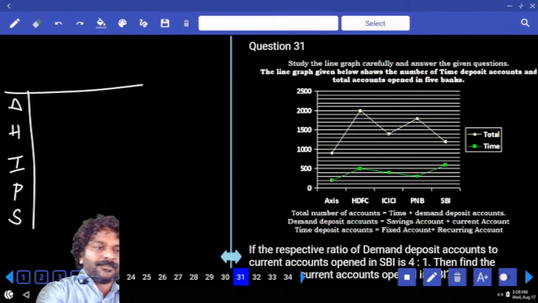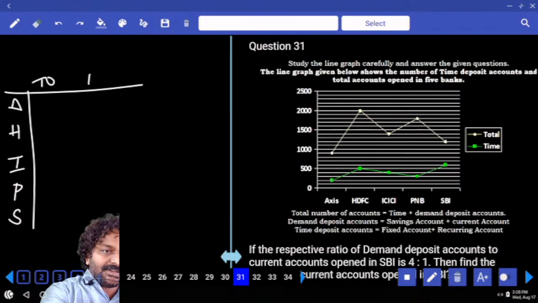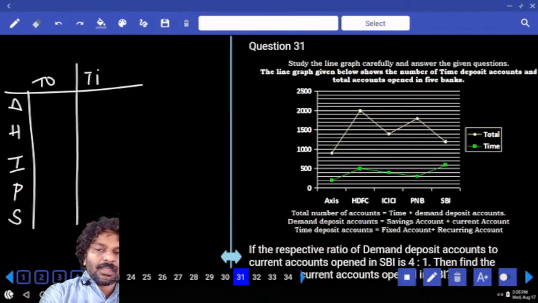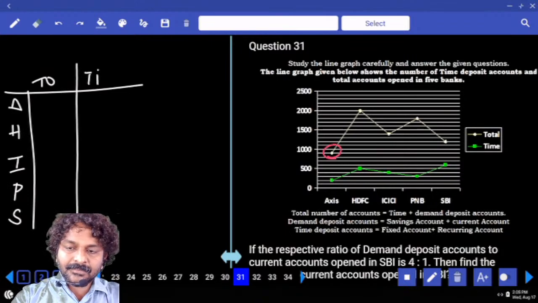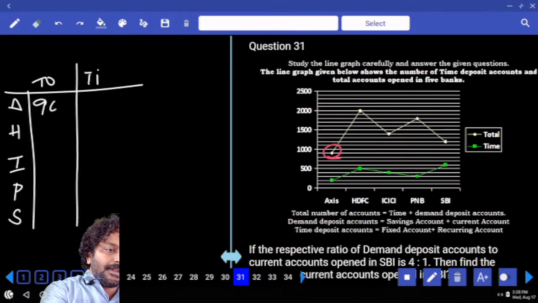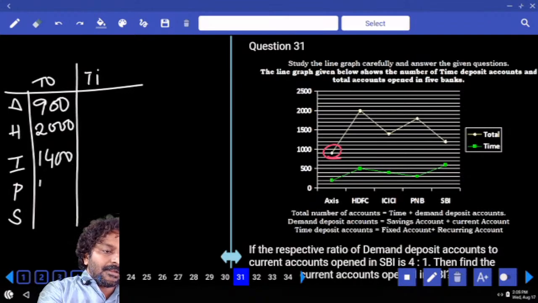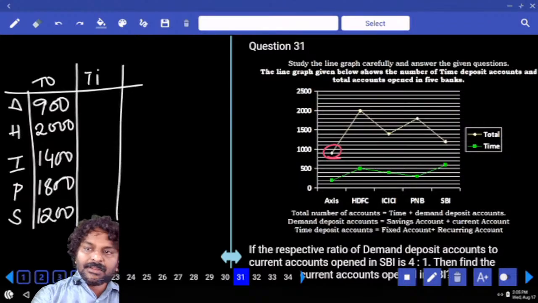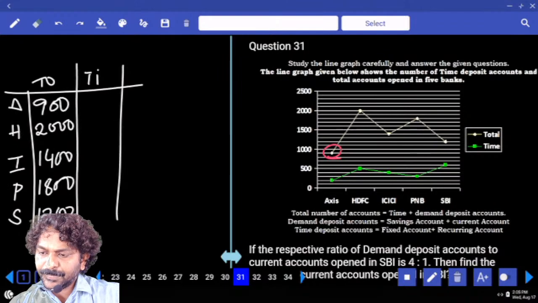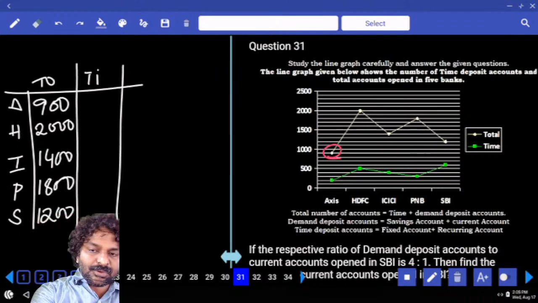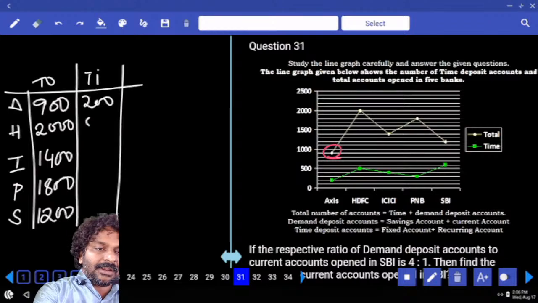Number 1, total. Next one is time. Total, let's start from 900, 900, 2000. Next is 1400, 1800. Last one, 1200. Next is time. How much is that? 200, 500, 400, 300, 600.